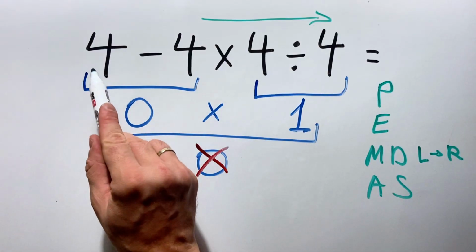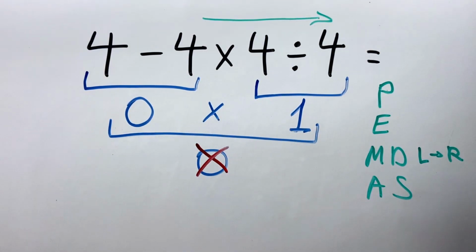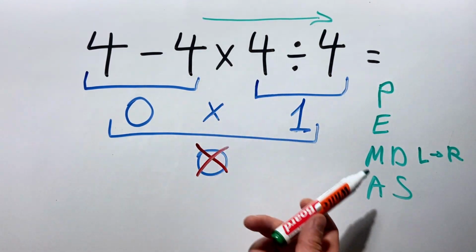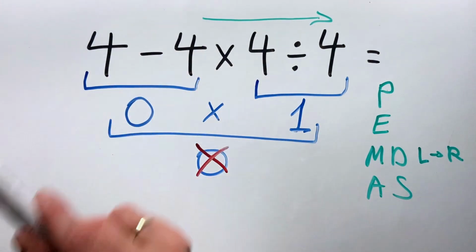So we cannot do the subtraction first and then the division and then combine them just because it's easier for us to solve the equation. No, in this situation first is the multiplication, then the division, and then the subtraction.